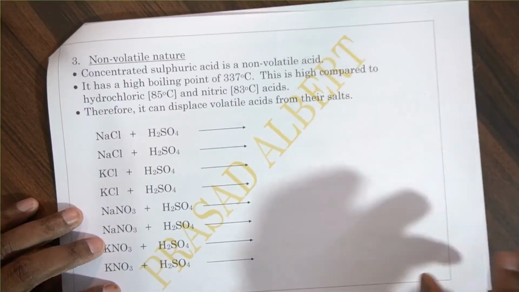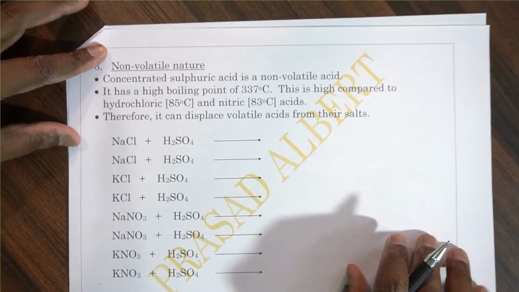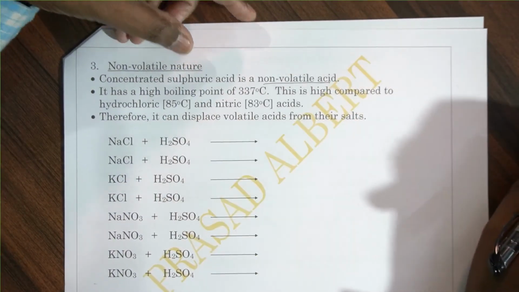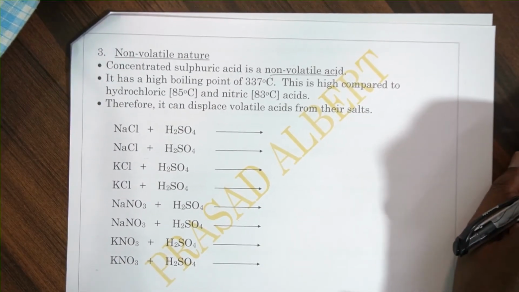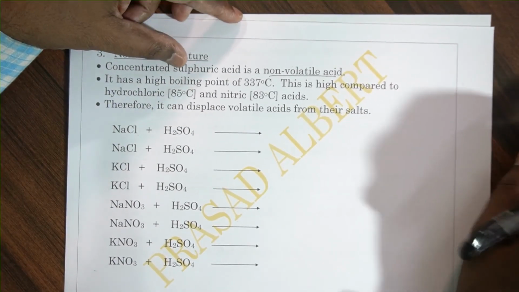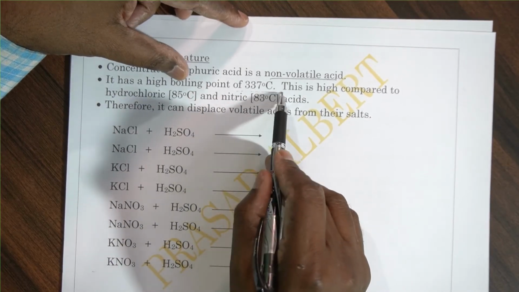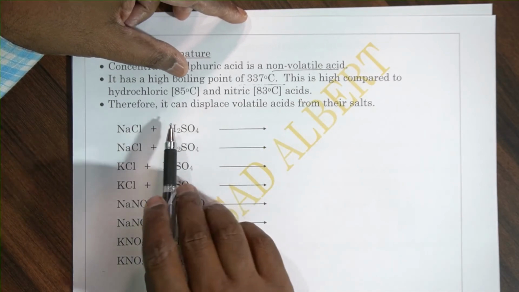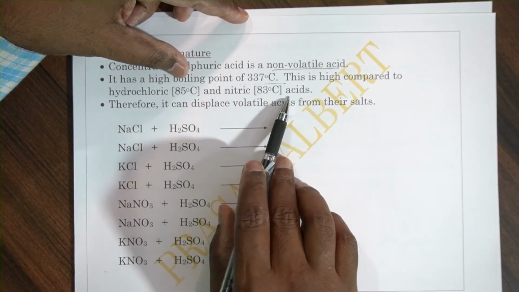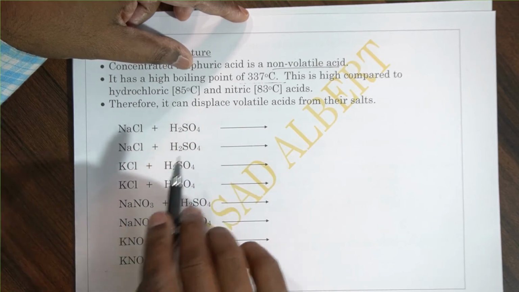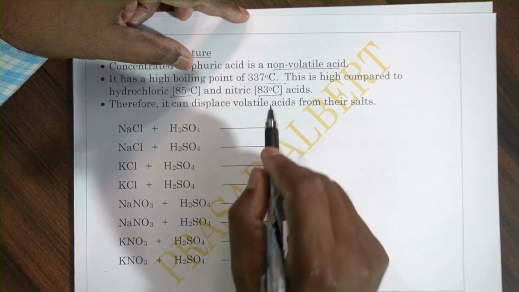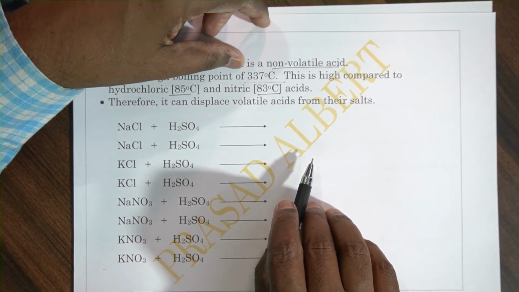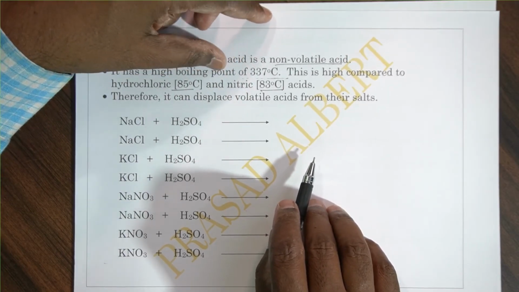The third reaction that sulfuric acid gives is the non-volatile nature. Concentrated sulfuric acid is a non-volatile acid. Non-volatile means it does not give its vapor at ordinary temperatures or easily. It has a high boiling point of 337 degrees Celsius. So this is high because the other two strong acids, hydrochloric and nitric acid, have boiling points around 85 and 83. So this is very low, so they are volatile acids. So concentrated sulfuric acid having such a high boiling point is known as a non-volatile acid.